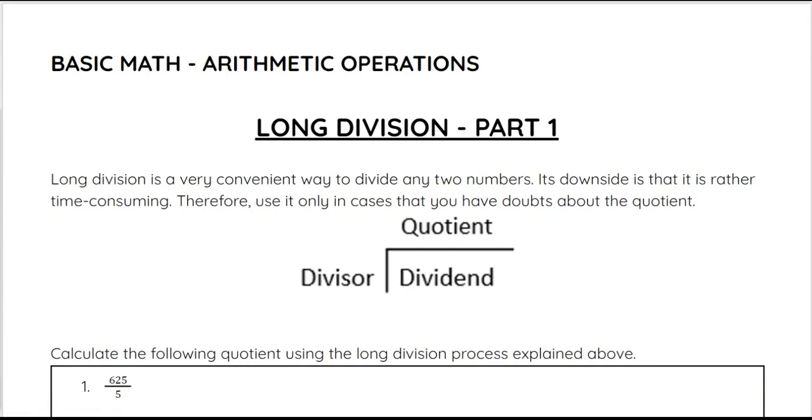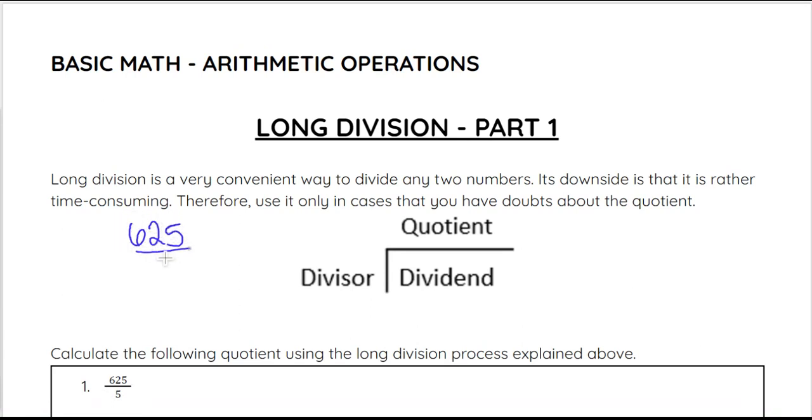Long division is a very convenient way to divide any two numbers. Its downside, however, is that it can be time consuming. Therefore, we typically only use this when we can't do the division in our head as mental math, or if we're not 100% sure about what our quotient is, which is the answer to the division problem, and doing it in our head.